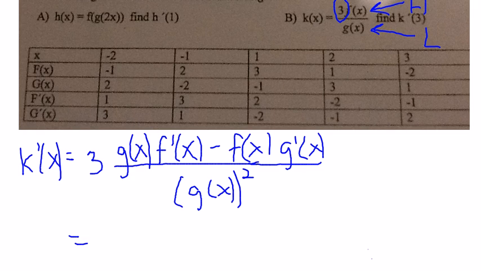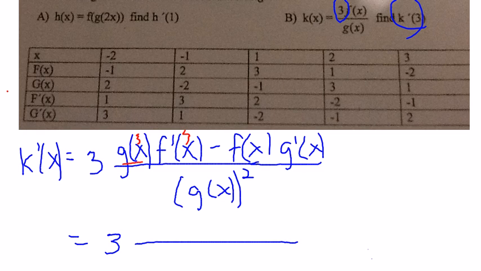From here, it's really just a matter of plugging things in. Leave the 3 out front, deal with the fraction, and then worry about what we get. Notice we are doing this at x equal to 3 for k prime. So g of 3. I'm plugging 3 in for every x value here. 3, 3, 3. They're no longer x's.